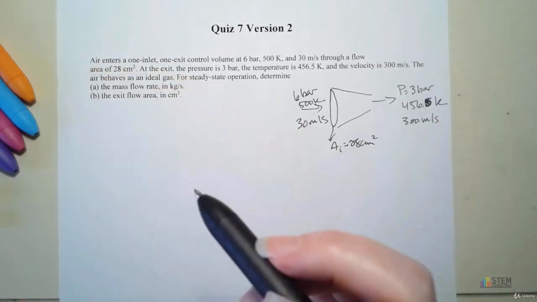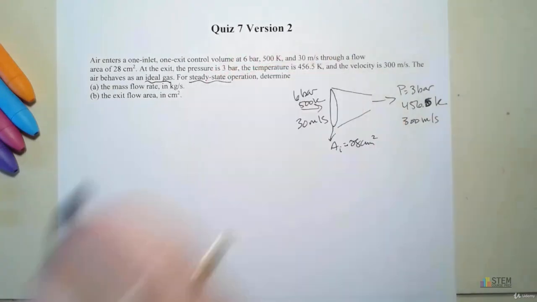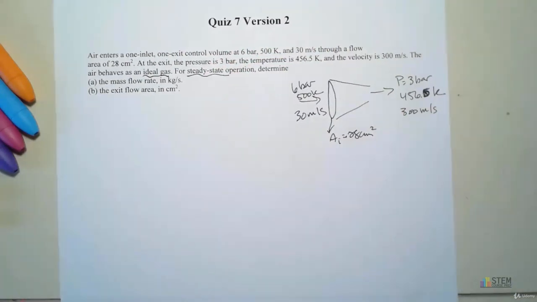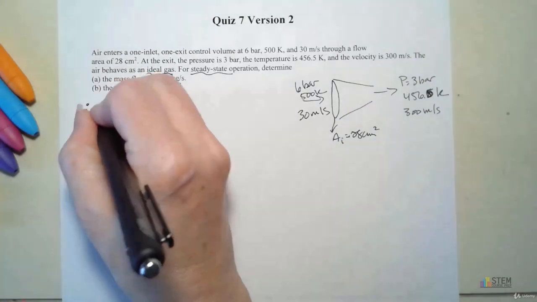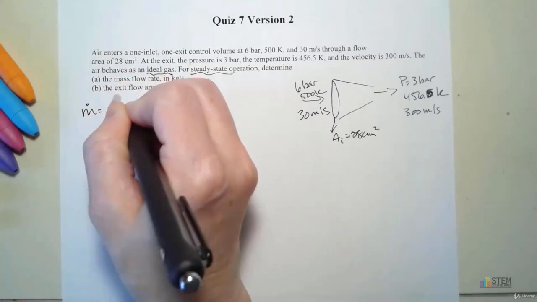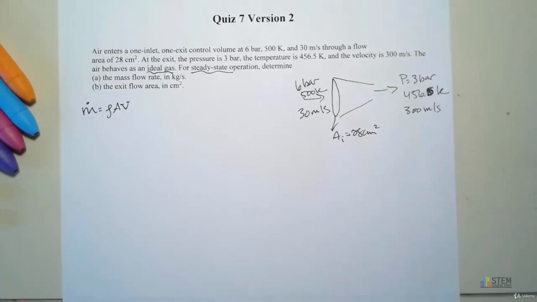Before we start, notice the keywords: ideal gas, steady state. First we want to find the mass flow rate. Remember that equation is m dot equals rho A V, where V is velocity. Now, if you notice here, we've got the area, we've got the velocity, but we don't have density. So, we need to do something else.